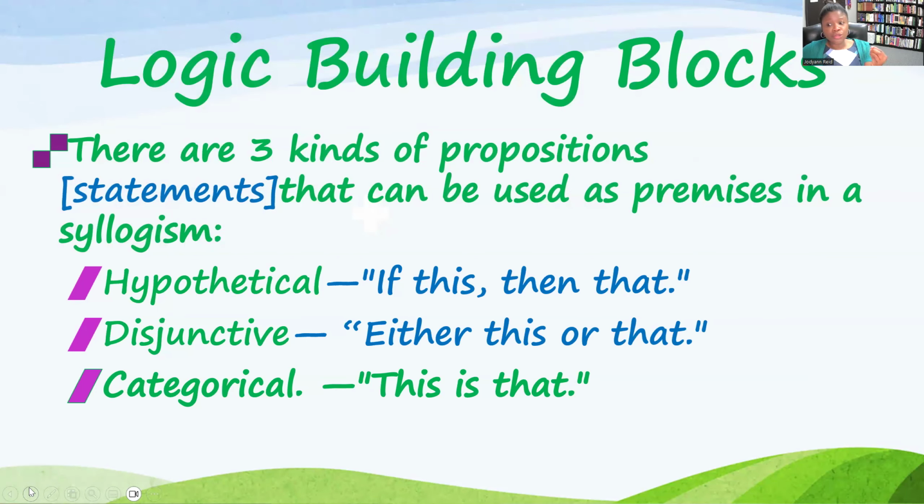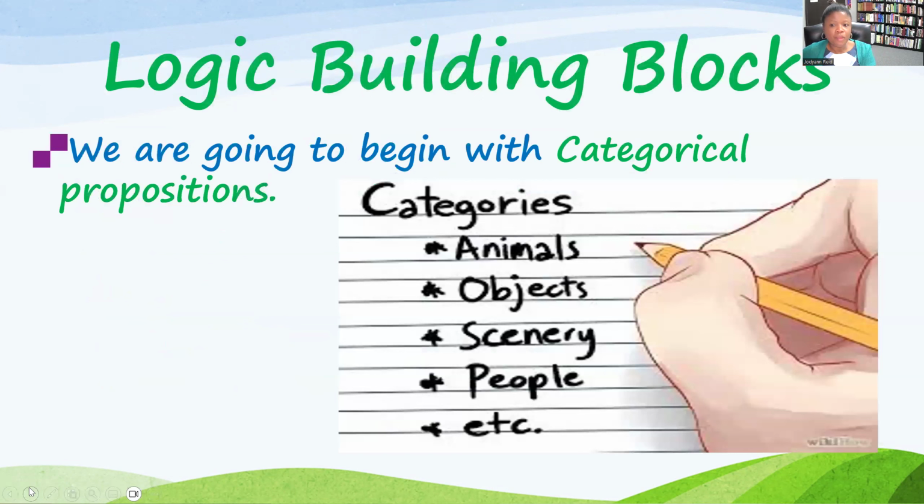So remember, Lucy is a monkey. Good. So hypothetical propositions, if this, then that. Disjunctive propositions, either this or that. Categorical propositions, this is that. And we're going to start off learning about categorical propositions first. So what are categorical propositions?